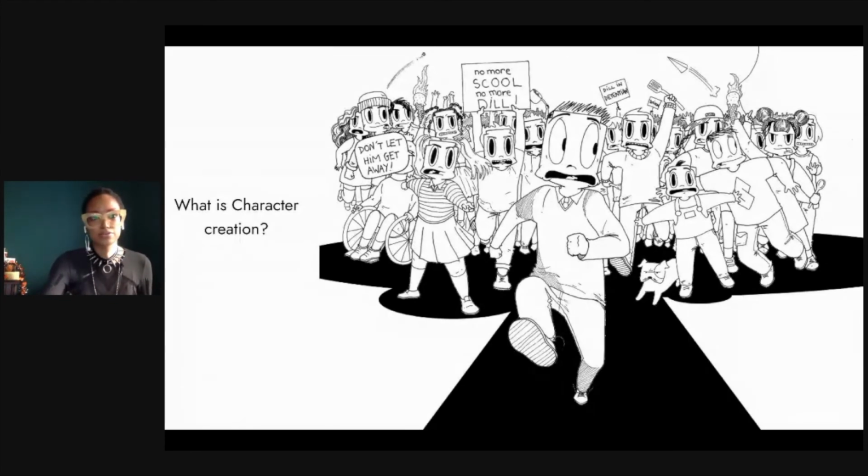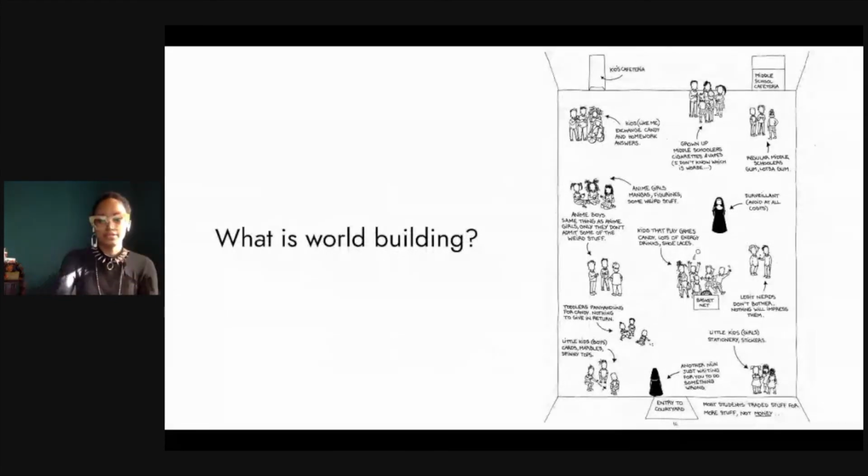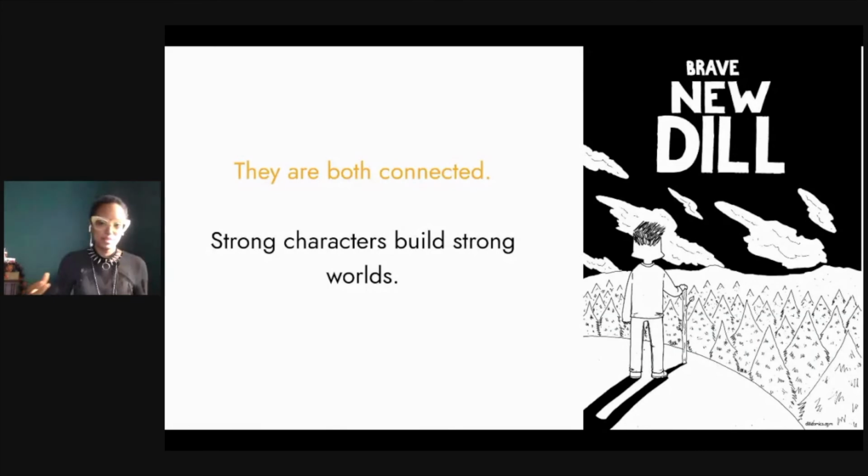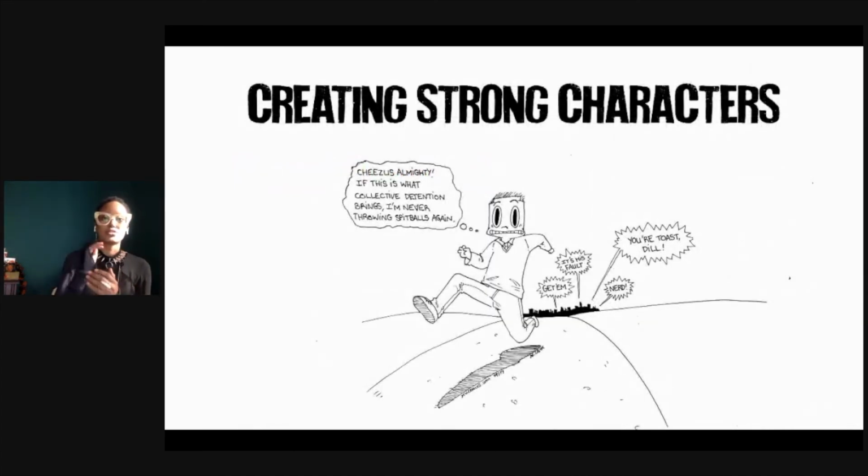So what is character creation and what is world building? Well, they're both connected. Strong characters build strong worlds. If you have characters that have their own way of being and can almost function independently of you, then you will build a very strong world. So let's start with creating strong characters.